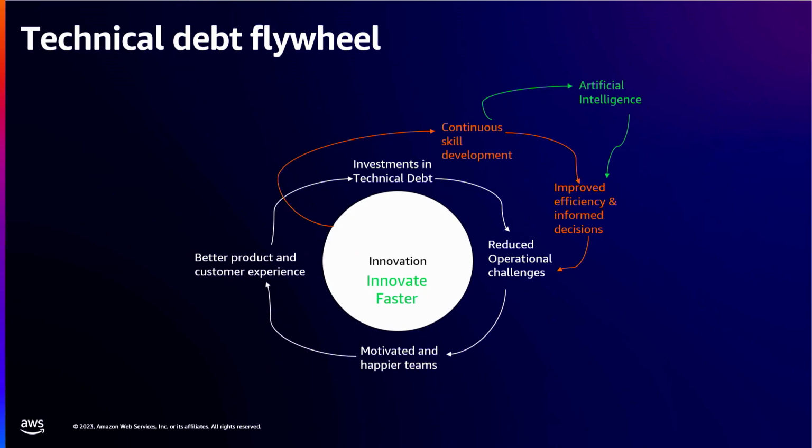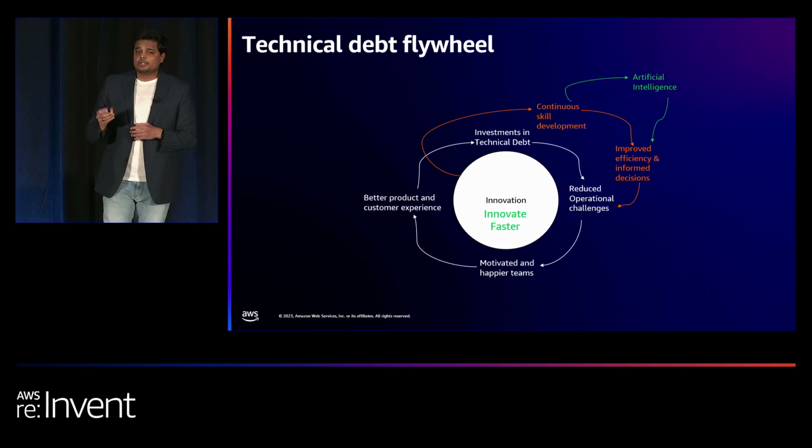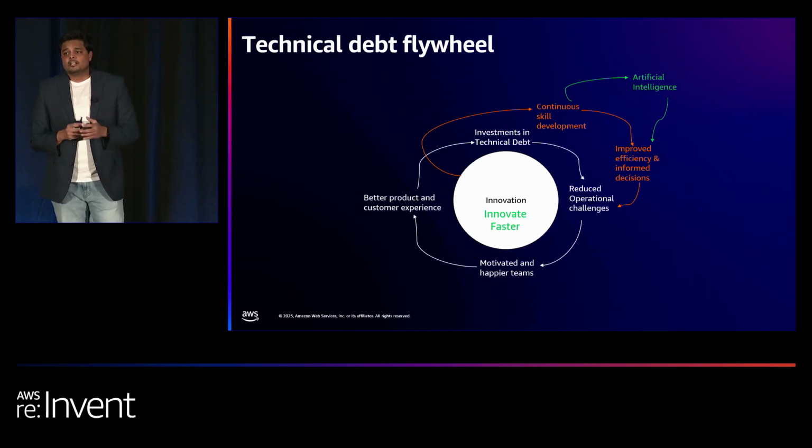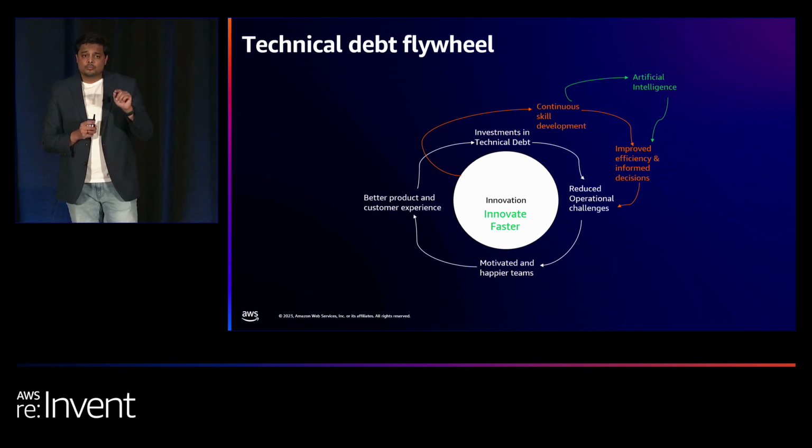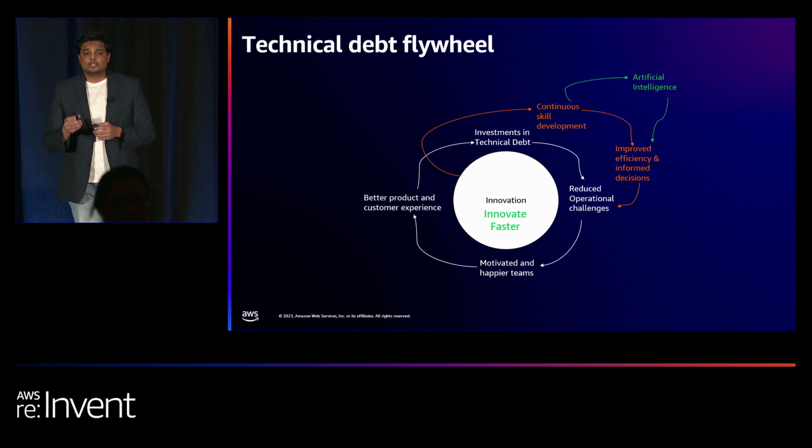So let's go back to the flywheel that we saw earlier. We talked about creating a continuous process and how investments in your people and continuous skill development can keep that flywheel going. But what if I tell you there is a better way to spin that wheel faster? It is to augment AI tools along with your teams to spin that wheel faster.